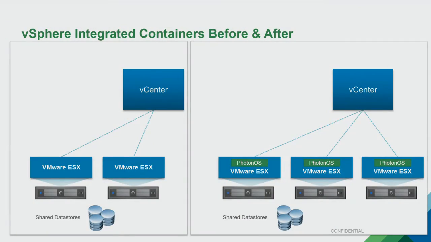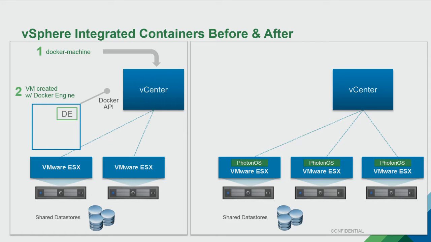Okay, so there's a before and after. Now, in the beforehand, on the left-hand side here, the way this works today is that either the admin can provision a VM to the developer, or if the developer has the appropriate permissions, they can do something called Docker Machine. Docker Machine talks to some endpoint, could be AWS, could be vSphere, could be whatever, and will create a virtual machine with the Docker engine inside of it for that developer.